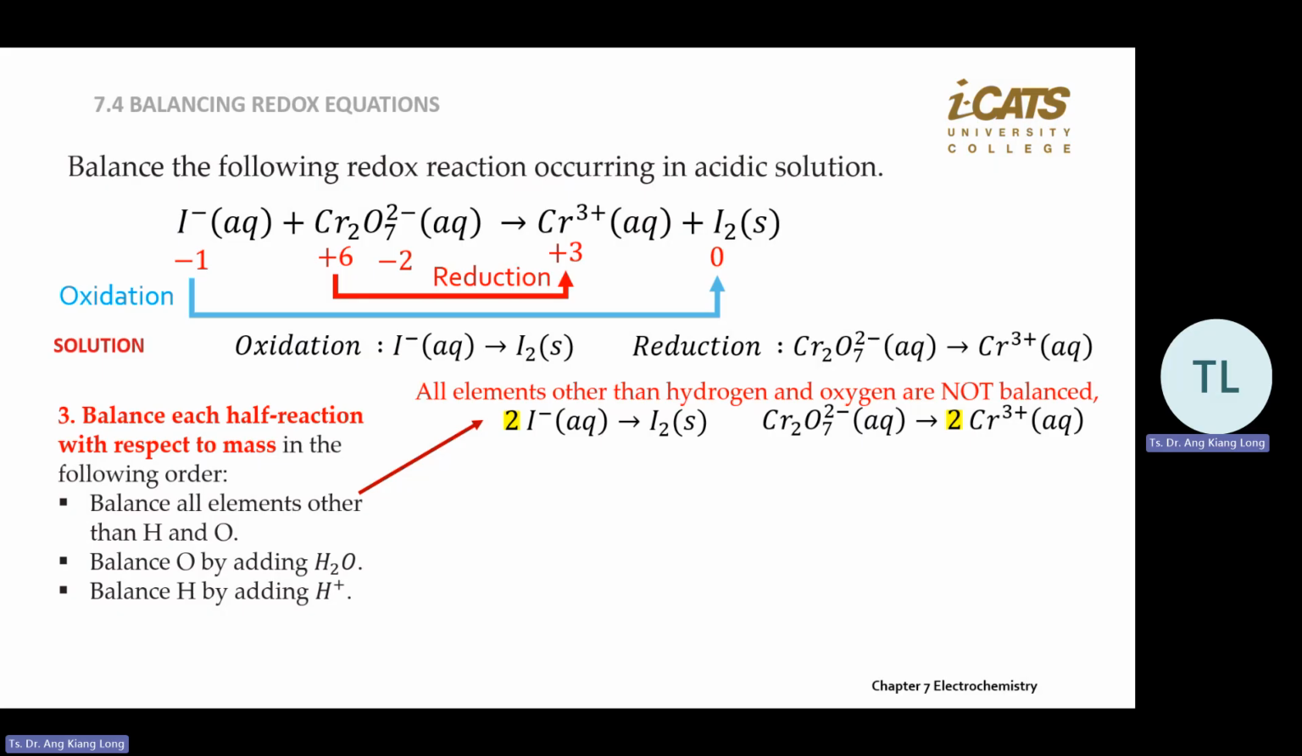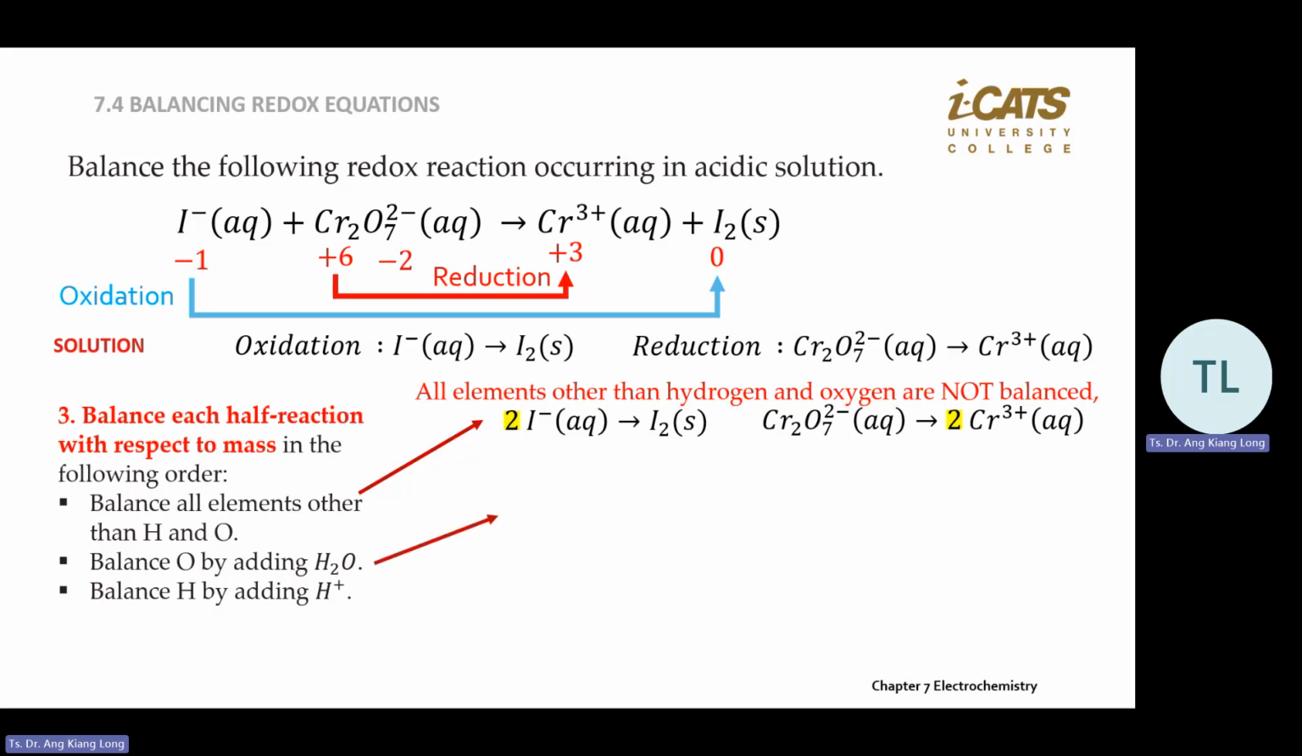On the right, you have 2 iodine. You need to balance with 2 I negative. Then become I2. Right-hand side also same. Cr2, you got 2 Cr. So balance the element first. This is another careless mistake where some of you forget about the total number of atoms inside the equation.